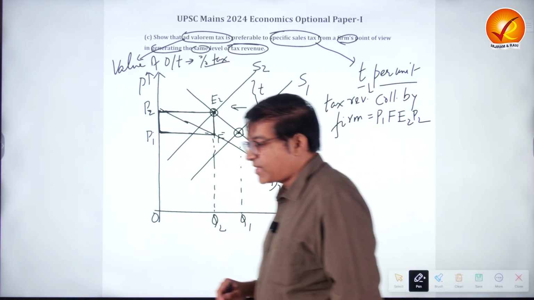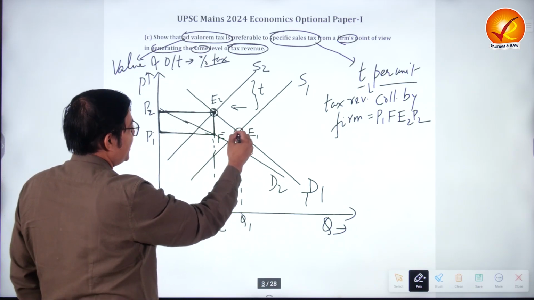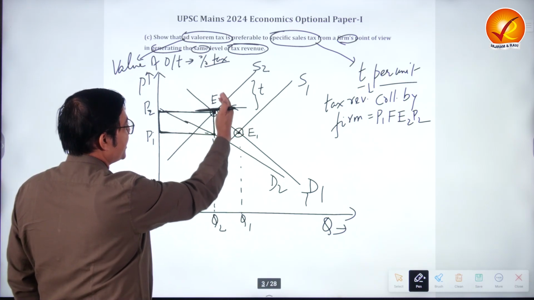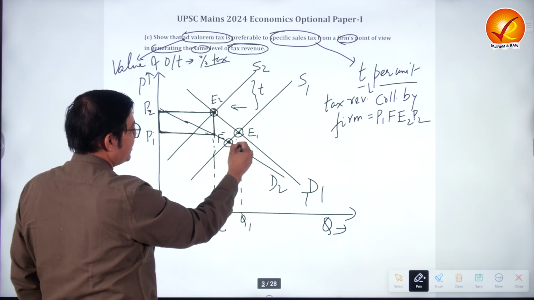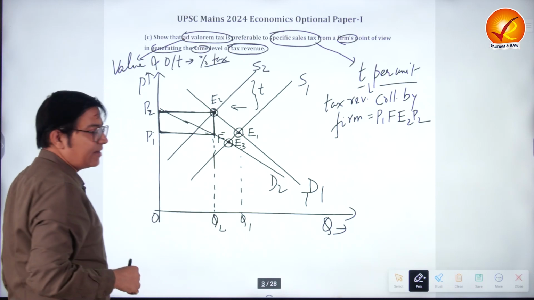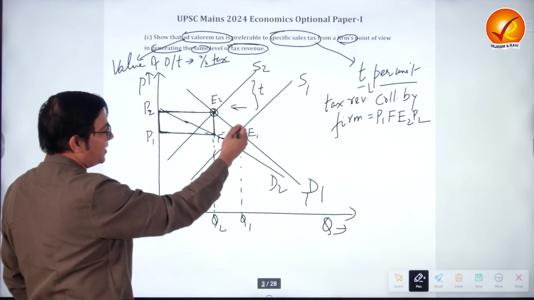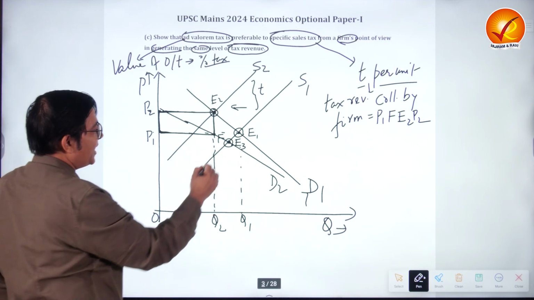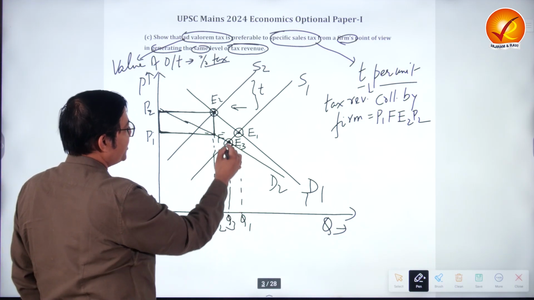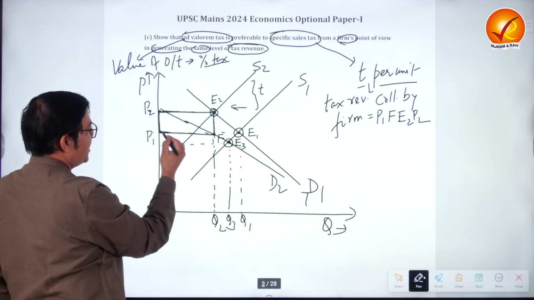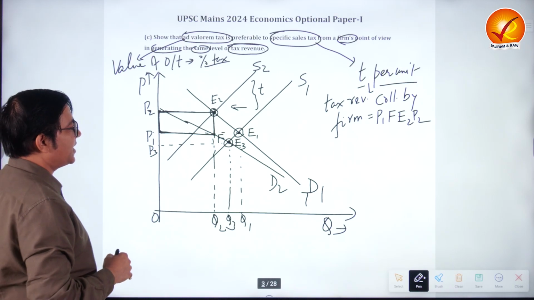However, the matter is not yet closed. Let's do a few more things. If there is an ad valorem tax, now forget about this supply for some time. If there is an ad valorem tax, the equilibrium will be here, E3, where demand after tax and the original supply curve meet. And in that case, the firm can sell Q3 amount of output at some price, call it P3. This is basically the argument.